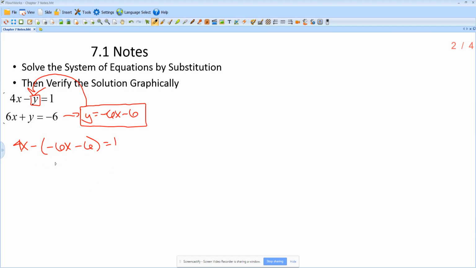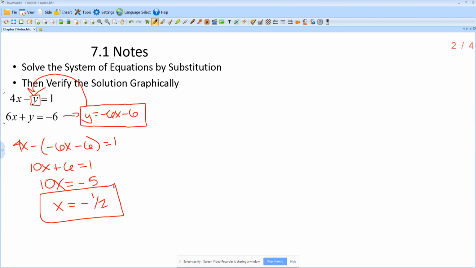At this point, it just becomes a regular, baseline algebra question. Distribute this negative, so I get 10x plus 6 equals 1. So 10x equals negative 5. So x equals negative 1/2. Yes, you do have to reduce that. So great, I've got x equals negative 1/2.